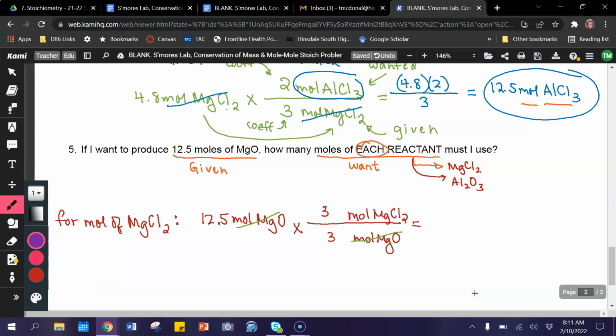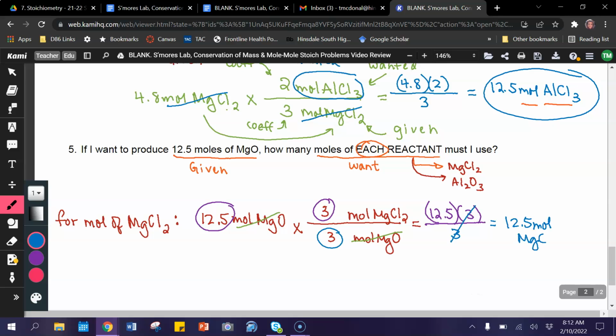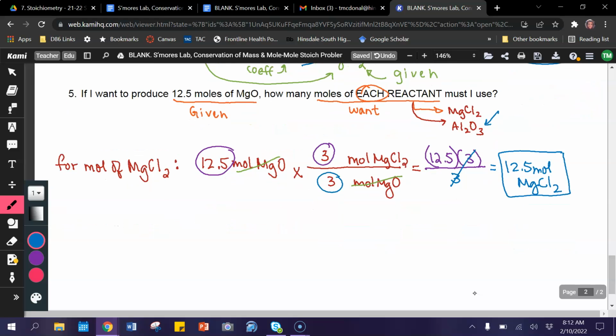So I'm going to multiply 12.5 times 3. Hit your equal sign. And then we need to divide by 3. So hit your division sign and then punch a 3 into your calculator. And when you do this, and you can even see this by looking at your fraction here, the 3's are going to be canceled, and we get 12.5 moles of MgCl2. So that's the first part of our answer, but remember, we have 2 reactants, so we need to do it again for aluminum oxide.